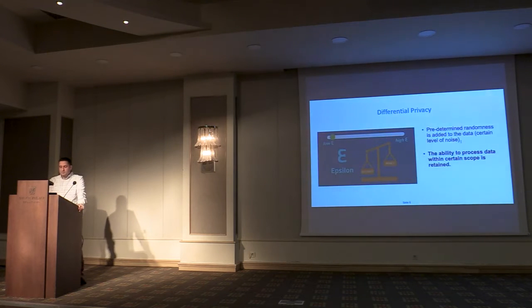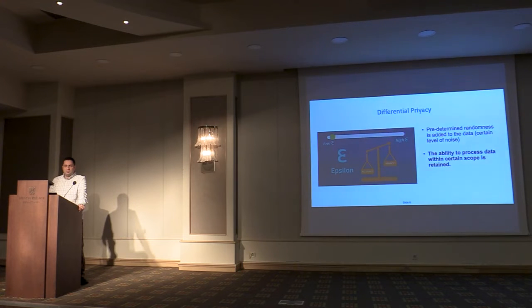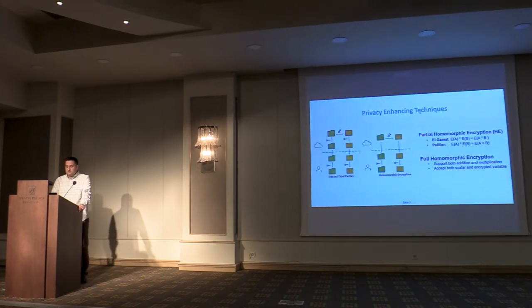There is also another method which is called differential privacy, in which randomness is added to the data, but at the same time it allows us to make a process within a certain scope, and we can do calculations although there is noise on the data. There is another method called homomorphic encryption.